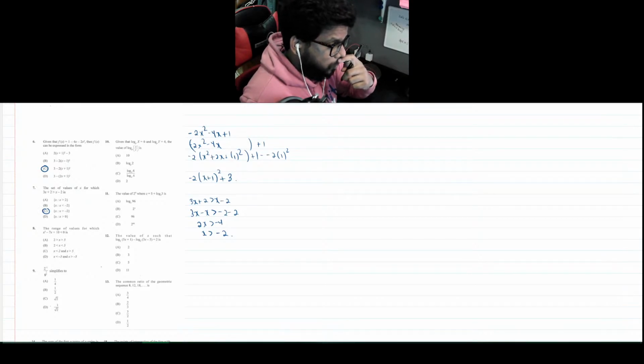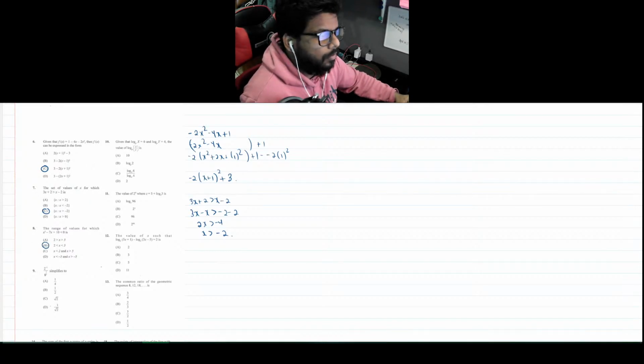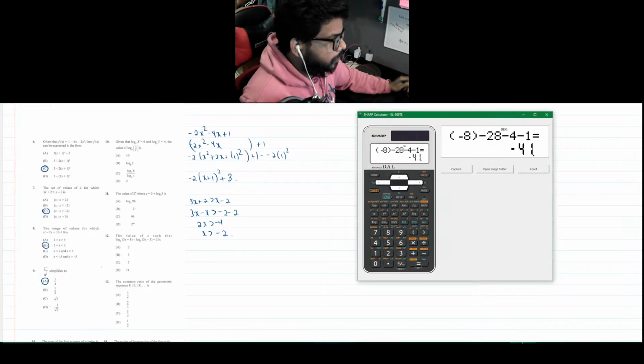The range of values for which this is less than 0, a positive x squared less than 0, will be in between 2 and 5. So this one will be B. We are going to be working for that. Once I don't know what the answer is, we're good to go. We do this one. There's a quarter. Next is a repeated question.